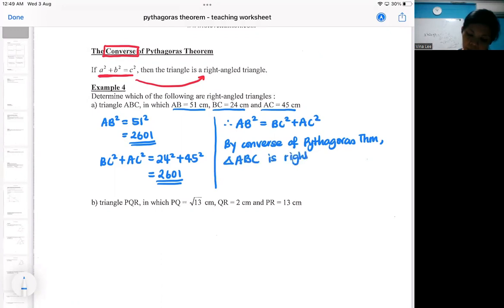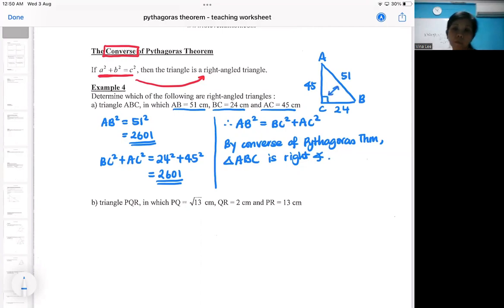And in fact, you can tell where the 90 degree is. The 90 degree is always opposite the longest length. Just now our longest length was AB, then BC is the shorter one. So this is the 24, this is the 45, and then this is the 51. So the 90 degree will be opposite the longest length.